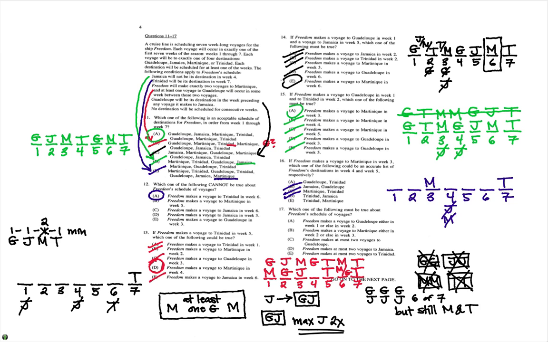So down to A and E, is it possible to have a situation with Guadeloupe and Trinidad in weeks 4 and 5? Well, we still have to place Jamaica. The only possible place for Jamaica now is in week 2. Can't go in week 6 because Trinidad is in week 5, which makes Guadeloupe have to show up in week 1, making Martinique show up in week 6. That does not violate any of our conditions, so A is the correct answer.